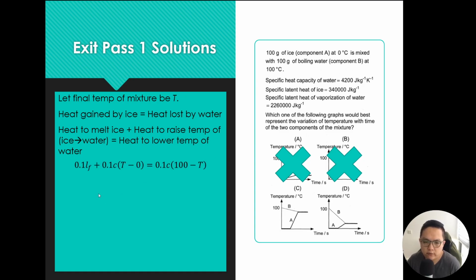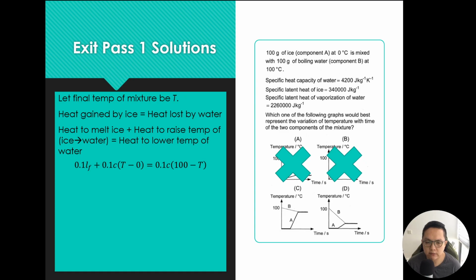Let's write it out algebraically. This side is 0.1 kg multiplied by the latent heat of fusion of water, plus 0.1 times c times (T minus 0), where T is the final temperature. And on this side, the water drops from 100 degrees to T degrees Celsius, so that's 0.1 kg multiplied by the specific heat capacity of water.